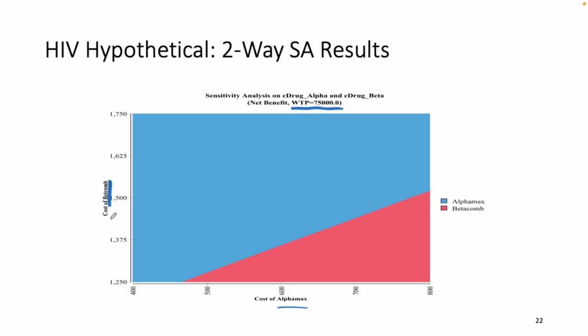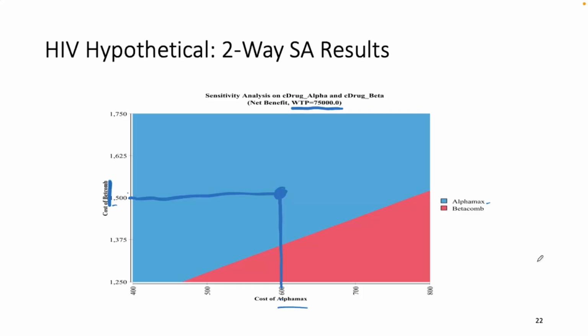So for example, let's assume that the cost of Betacom is $1,500 and the cost of Alpha Max is $600. Well, we can just draw a line to that spot and say, if we were to use those two values, what is the ICER? And then which drug does it favor? In this case, it favors Alpha Max, because all the area in blue favors Alpha Max, all the area in this pinkish red favors Betacom.